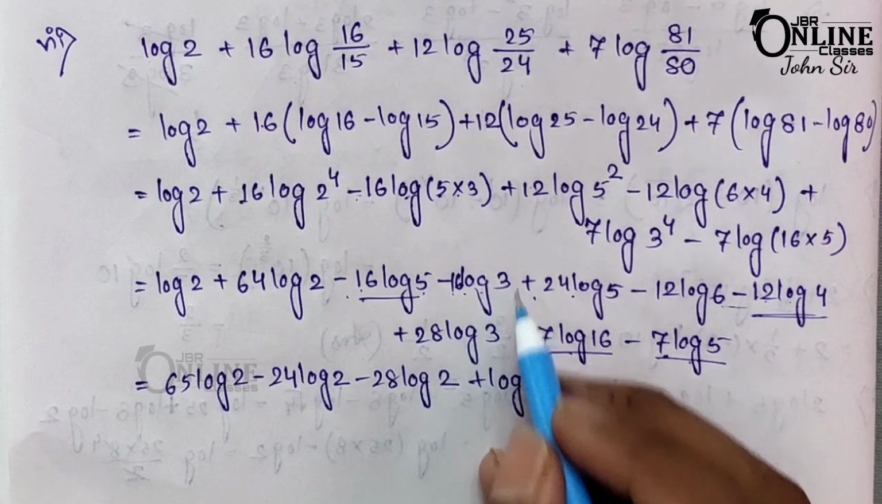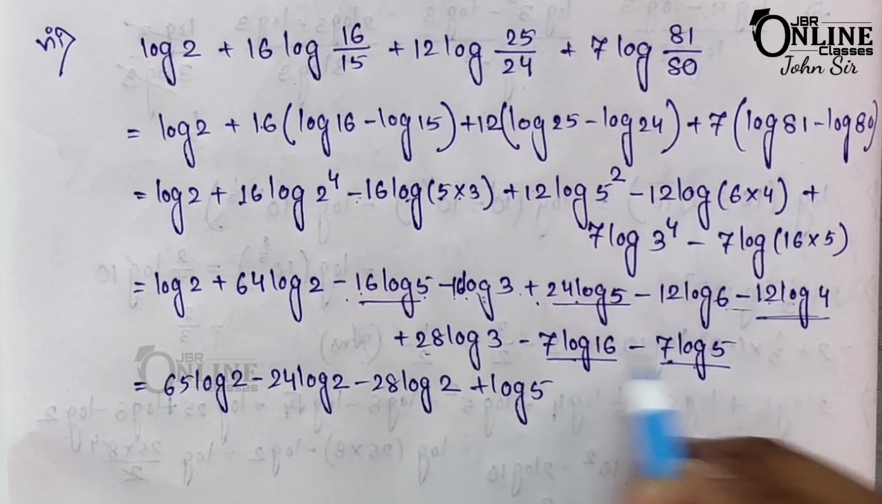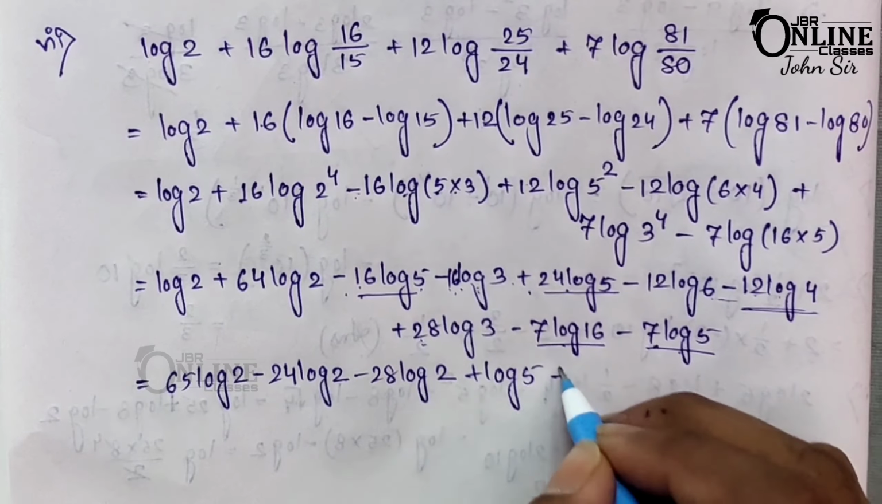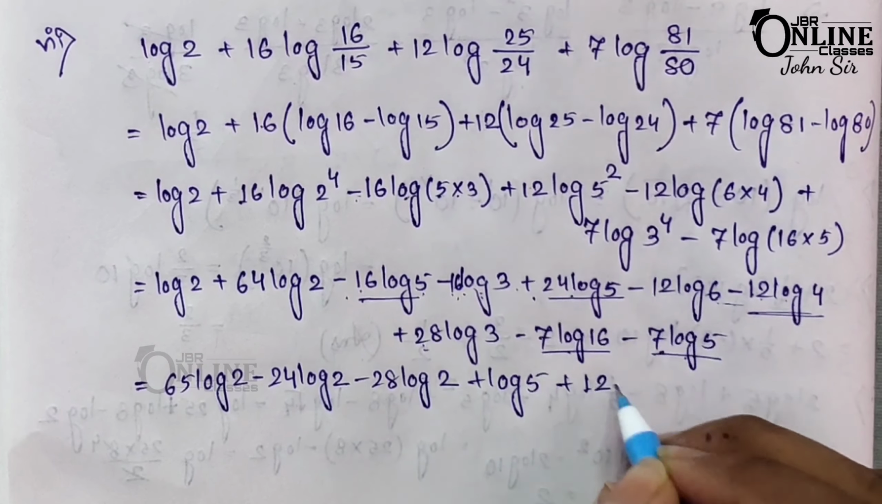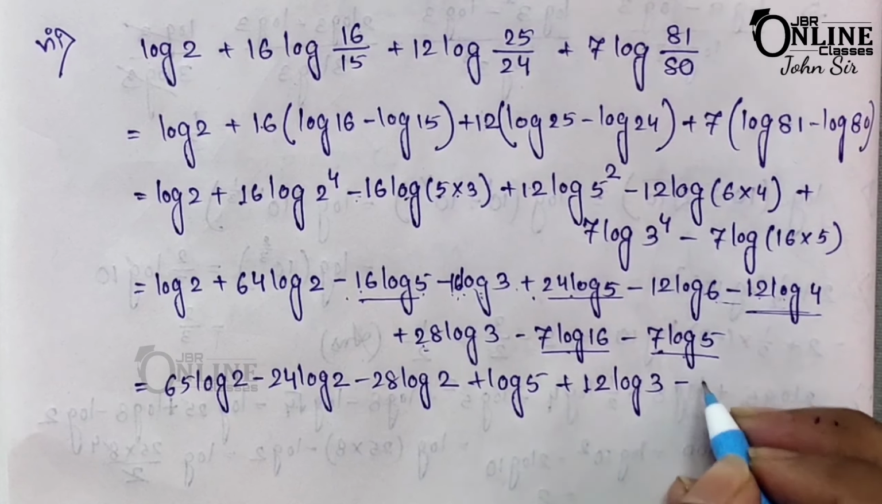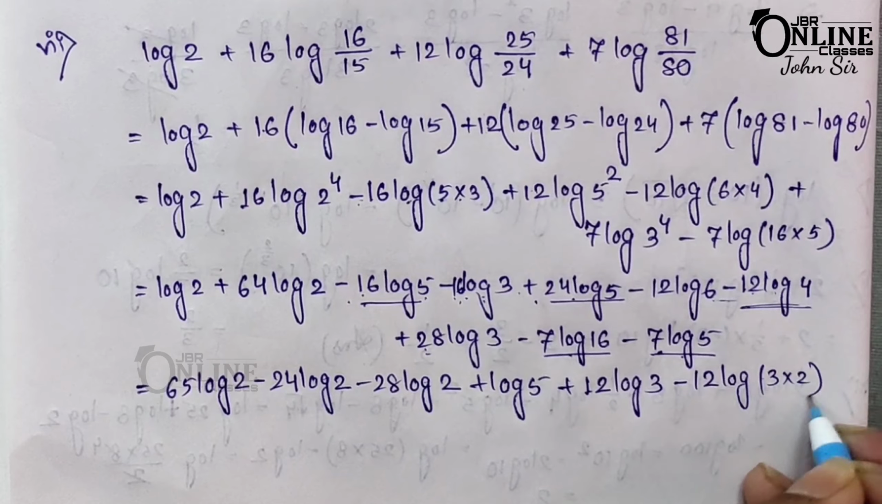Minus 16 log 3, here 28 log 3. So 28 minus 16, it will be 12. 12 log 3. And here minus 12 log 6. 6 means again 3 into 2.